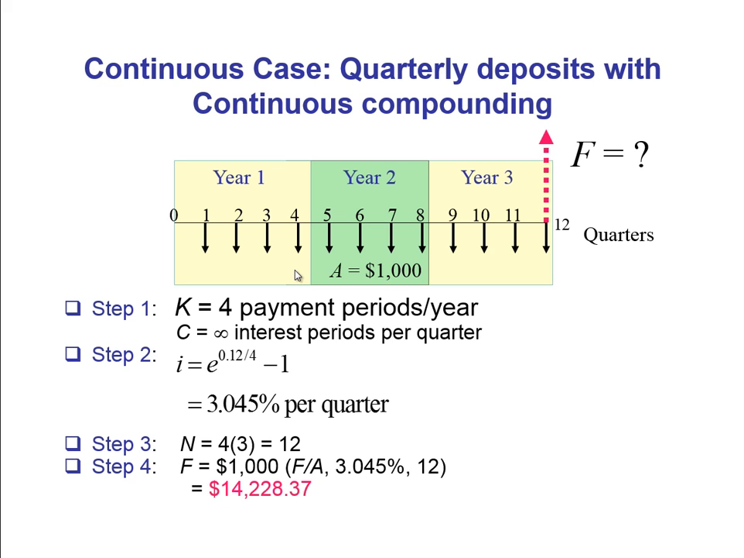If it was continuous, we use the exponential formula, and I will equal 3.045% with n still 12 periods. Then we have a future value that will equal $14,228.37.